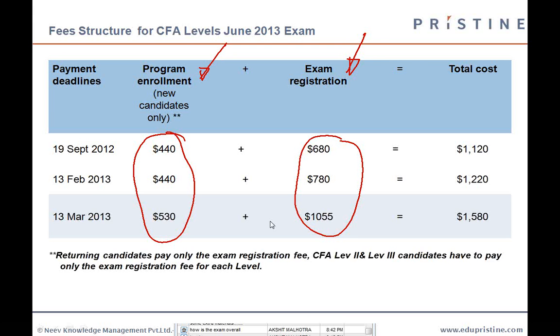All right, so I hope I've answered most of the questions regarding CFA. Let me give you a small brief about FRM and the difference between CFA and FRM. Sorry guys, in case I've not been able to answer some of your questions.